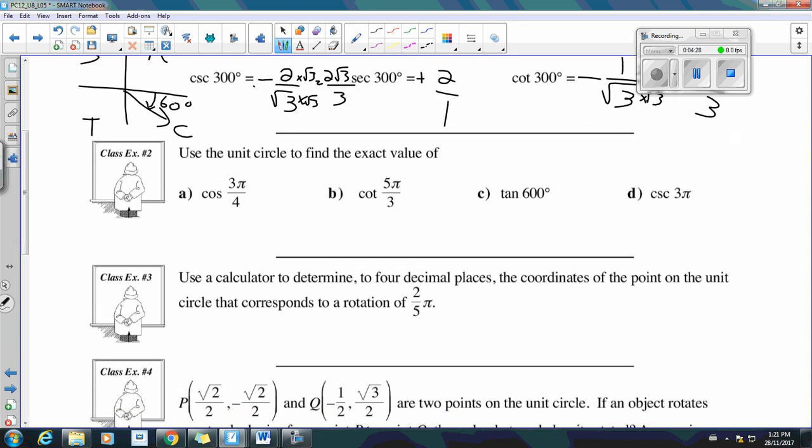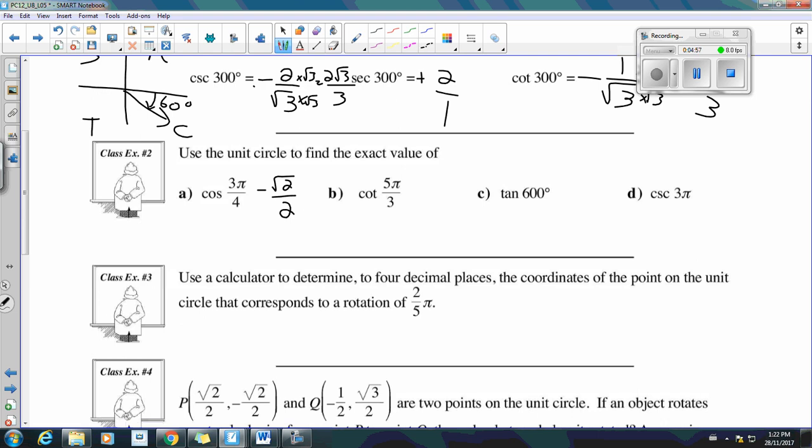Example 2, use the unit circle to find the exact value of. So now we're just working in radians. Cos of 3 pi over 4. So again, if you have your unit circle out and you have it memorized, which for me is a bit tough to memorize, you can see that an angle of 3 pi over 4 goes with the coordinate point negative root 2 over 2, comma root 2 over 2. So this tells us the cosine is negative root 2 over 2.